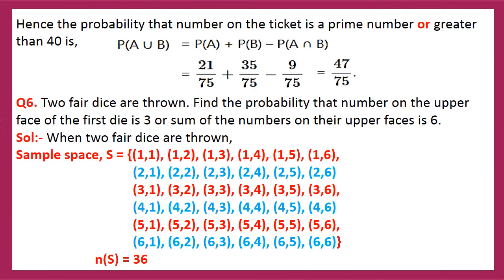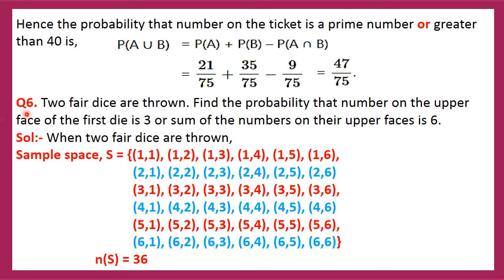We have calculated P of A, P of B and P of A intersection B. Now we calculate the required probability, that is the probability that the number on the ticket is a prime number or greater than 40. That is represented by P of A union B, which is equal to P of A plus P of B minus P of A intersection B. Substitute the values: 21 upon 75 plus 35 upon 75 minus 9 upon 75. On simplification, we will get 47 upon 75.